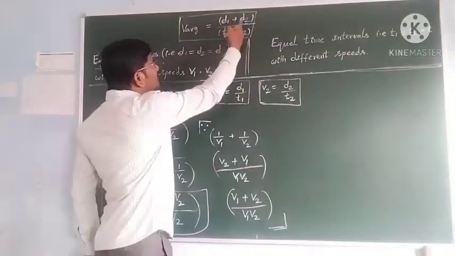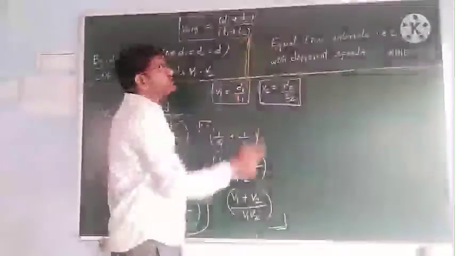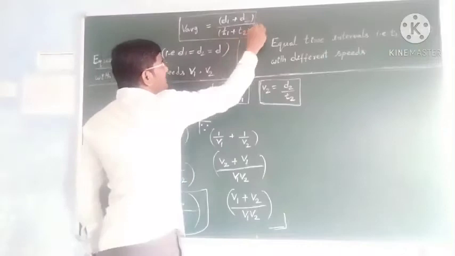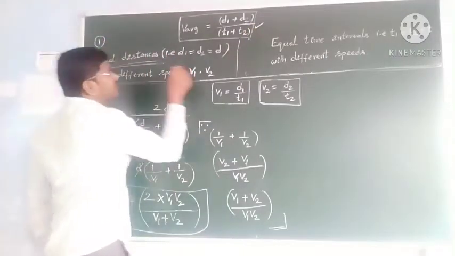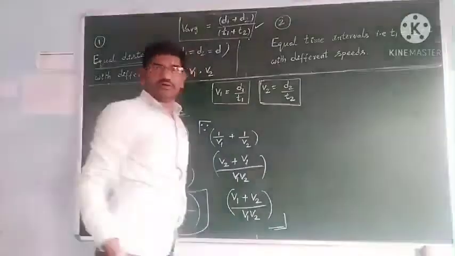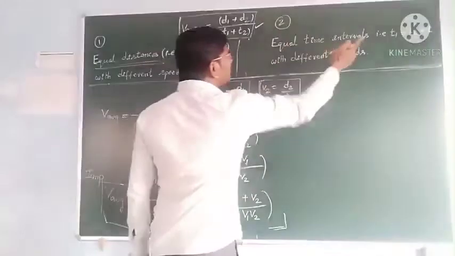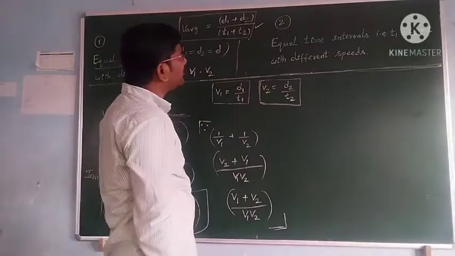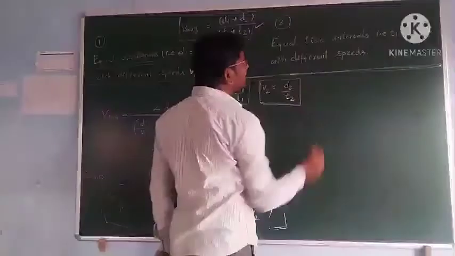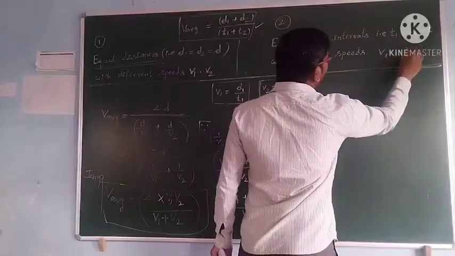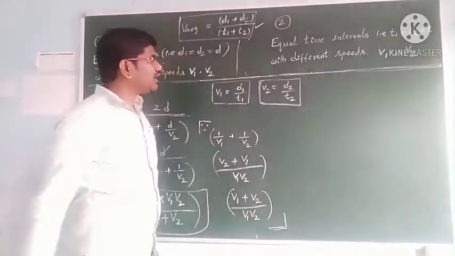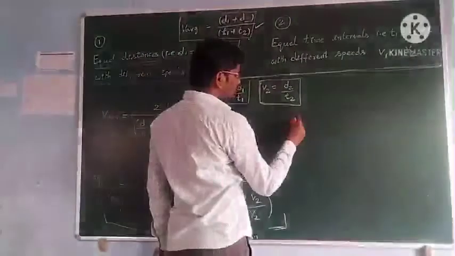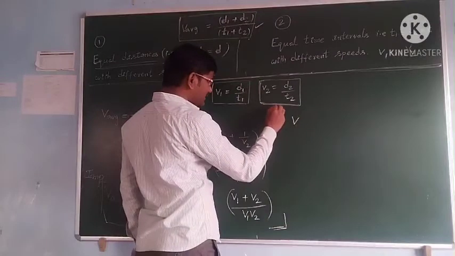And similarly, two distances are there, two times are there, and two speeds are there, but the time intervals are equal. How does this formula change, you see students? The same formula I am considering as case 1, and I am considering case 2 here. Now the time intervals are the same, but the speeds are different, that is v1, v2. Speeds are different. Then the average speed formula is this one. So again I am writing v average.